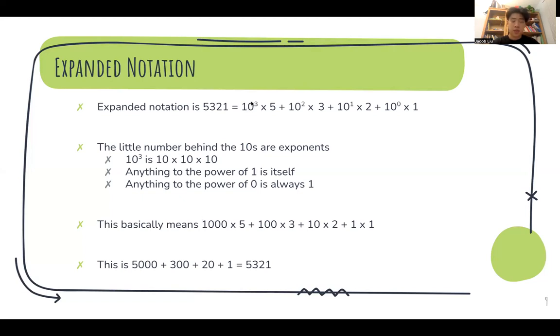So 10 to the power of 3 times 5 plus 10 to the power of 2 times 3 plus 10 to the power of 1 times 2 plus 10 to the power of 0 times 1 is just 1,000, which is 10 times 10 times 10, times 5, plus 100, which is 10 times 10, times 3, plus 10 times 2, plus 1 times 1. And if you multiply all these together, it's 5,000 plus 300 plus 20 plus 1. And if you add them together, you get 5,321. So we're back to our original state, our original form.